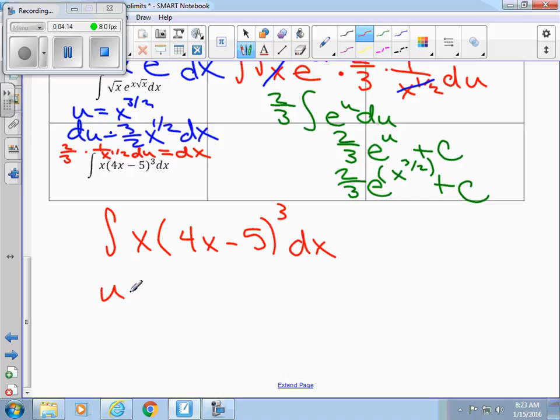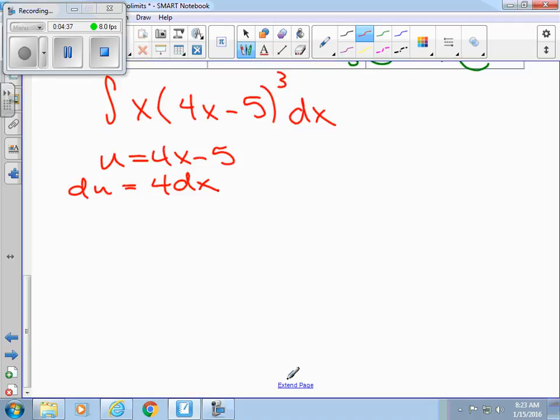So I'm going to pick the 4x minus 5 because I really don't have another option. It's in that cube. But the problem is, what's du? 4. Why is that a problem? There's not an x. So that x is not going to cancel. So I've got a problem. And there's a reason we didn't do this one yesterday, because I didn't want to confuse you. You can try it. You still don't get anywhere though, do you? So I'm going to just write it and see what happens.